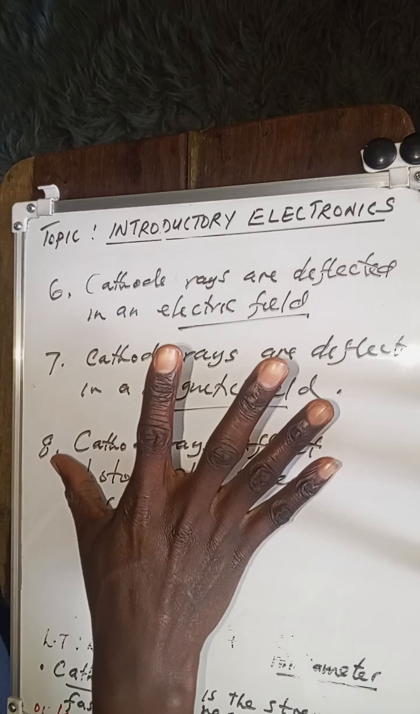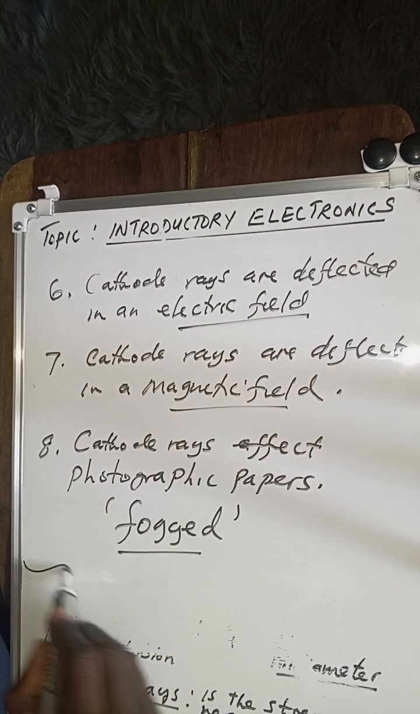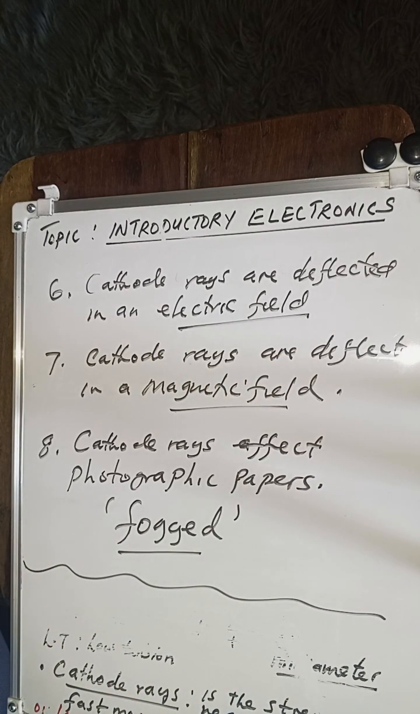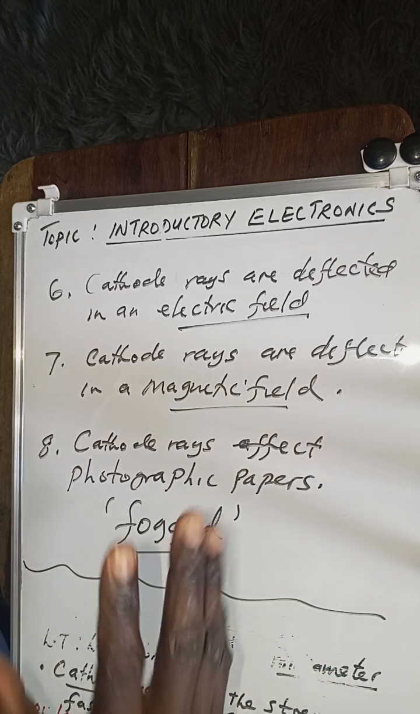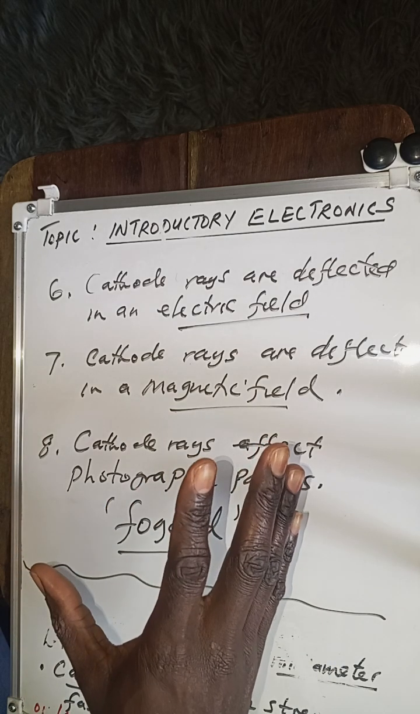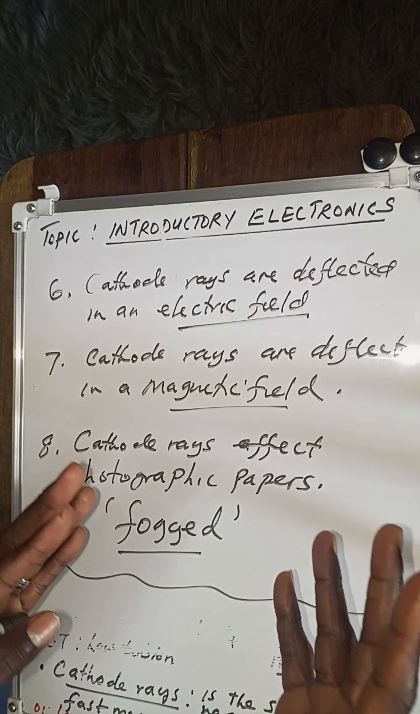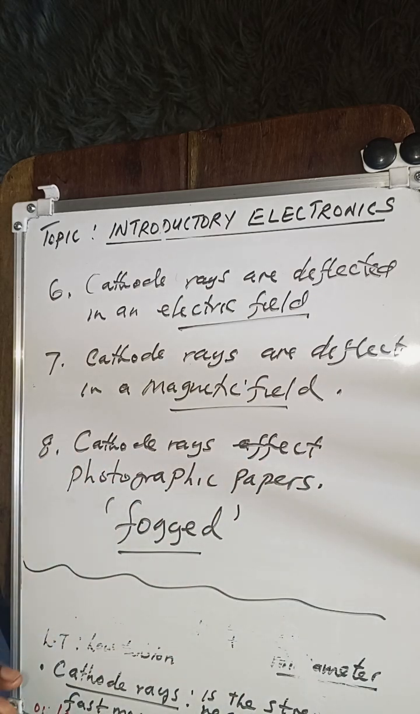So these are some and many other properties. I don't mean they are the only properties. You can look out for other properties. Please watch out in my next video as we talk about the cathode ray oscilloscope, how the cathode ray tube is now amplified into a cathode ray oscilloscope.